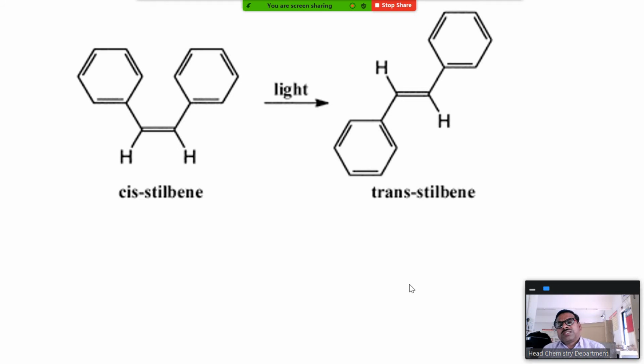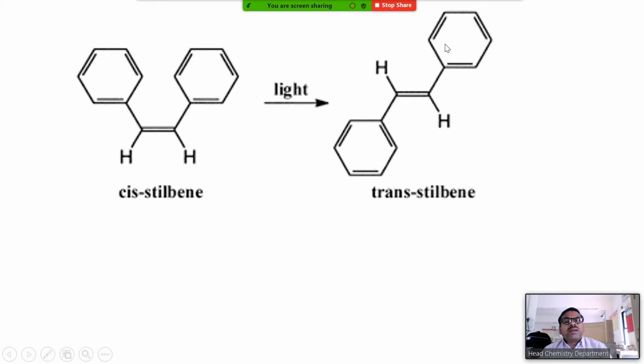In the case of cis stilbene, what happened? The carbon double bond is there, and on the lower side hydrogens are there, and on the upper side of the carbon-carbon double bond two phenyl rings are there. So this is called cis stilbene. When light is exposed over it, what will happen? The cis isomer gets converted into the trans isomer.